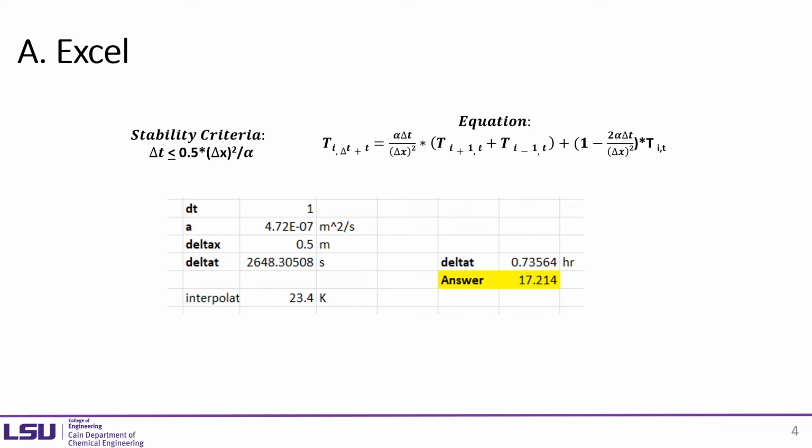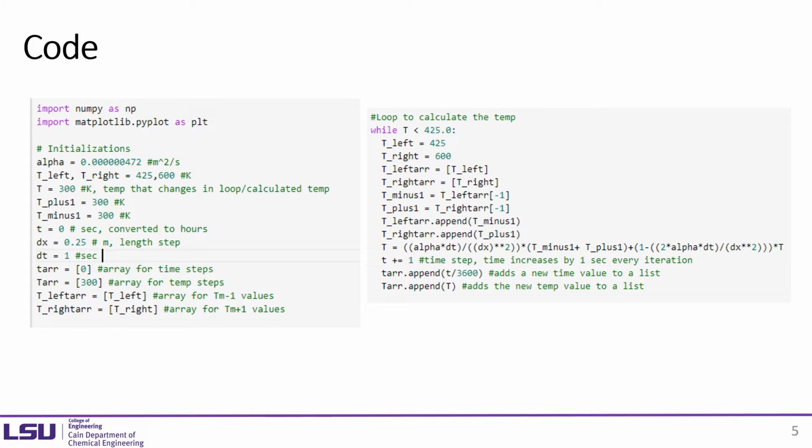So using the equation above on this slide, we're going to plug that into code. This is my code, so I started out really simple, and I just imported numpy and the plotting library, matplotlib. I also made initializations, so I said alpha, and then the T left and T right of the wall were 425 and 600. The T, which is what I'm going to be changing in my loop, is going to be 300 degrees Kelvin, and the T plus and T minus are also going to be 300 degrees initially. The seconds I'm going to start with are 0, and the tx is going to be 0.25, and the delta t, the time step, is going to be 1.